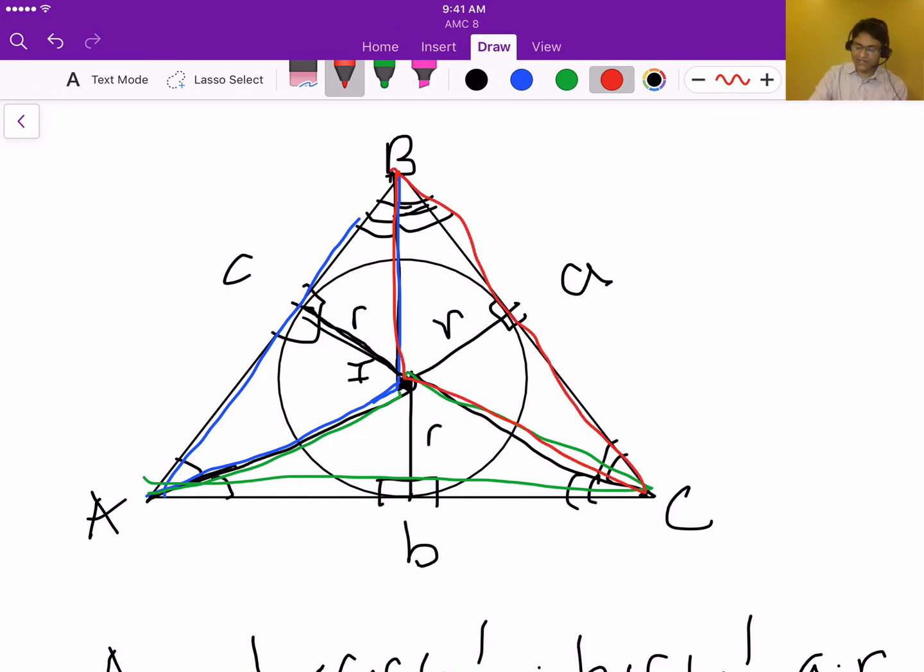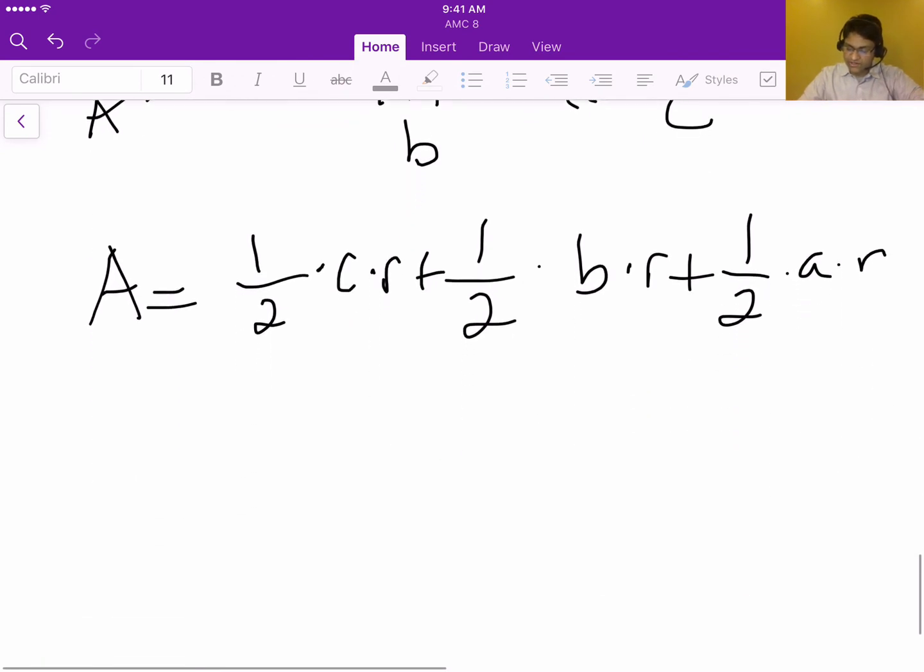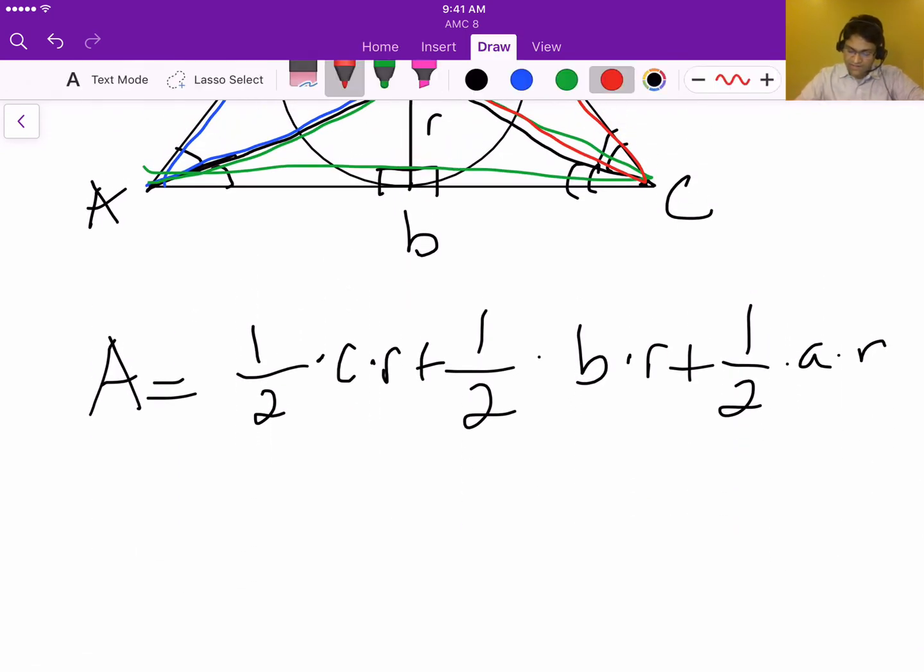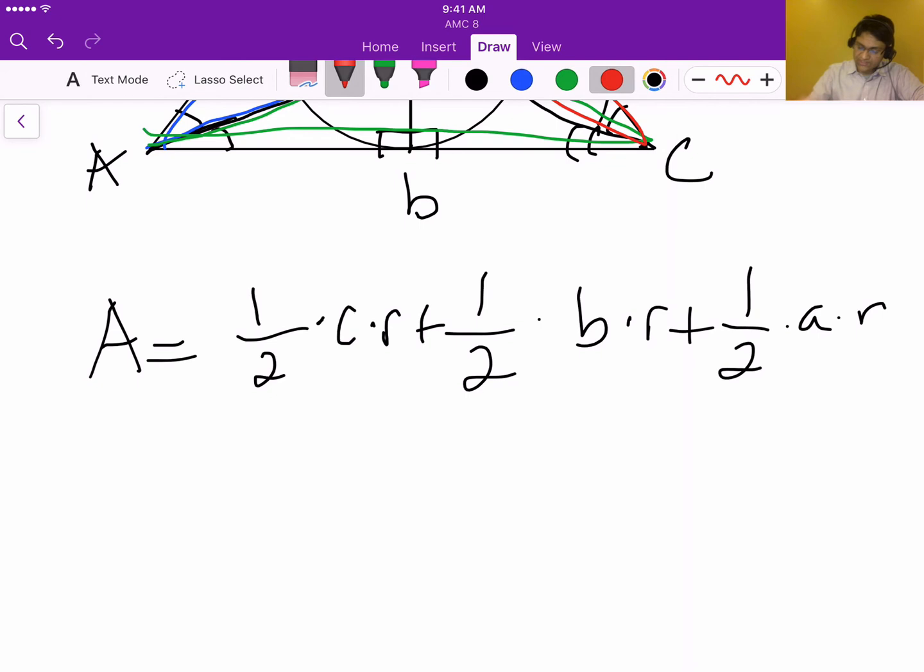It's basically said, just reading this expression out, that the area of the entire triangle is equal to the area of these three individual triangles over here, which are separated by the angle bisectors. Okay, so let's factor out a half R from all these to get A plus B plus C.